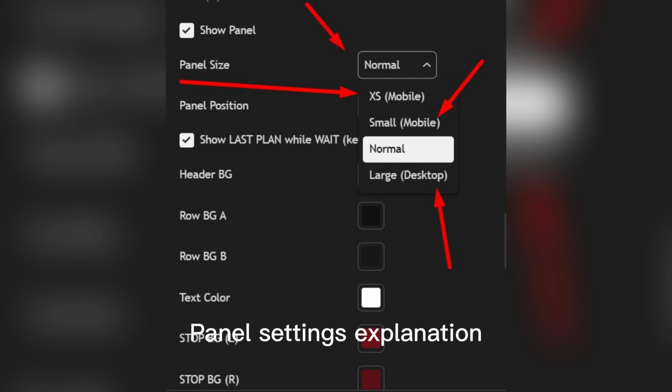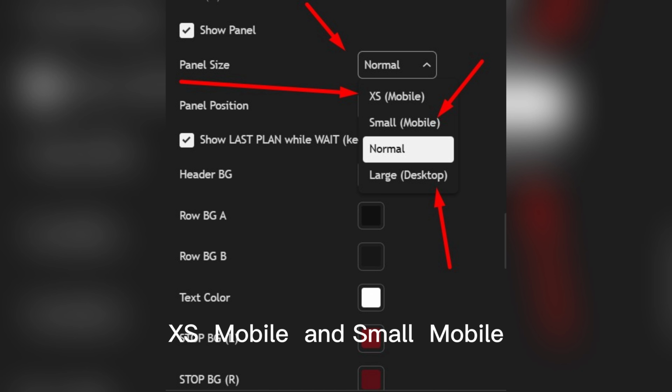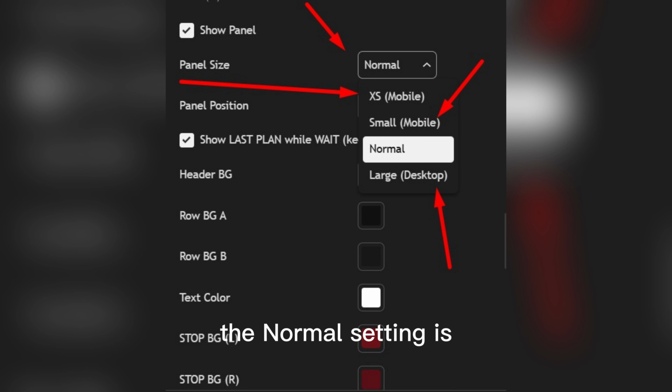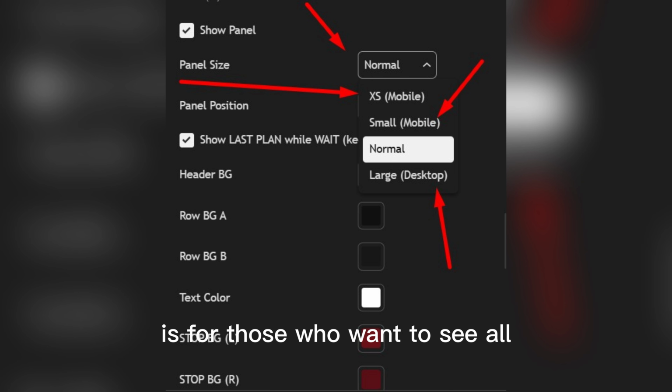Panel settings explanation. When Show Panel is enabled, the Trade Plan panel appears on the chart. The panel size section offers XS mobile and small mobile options for comfortable use on phone screens without overflow. The normal setting is balanced and recommended for both mobile and desktop, while large desktop is for those who want to see all TP/SL information more clearly on wide screens.